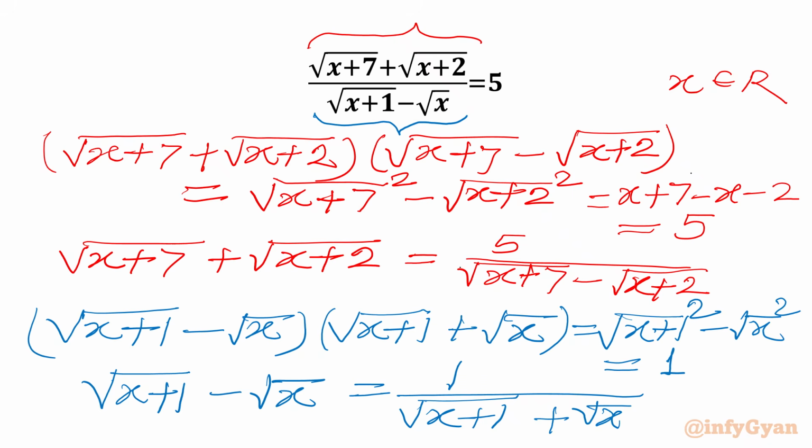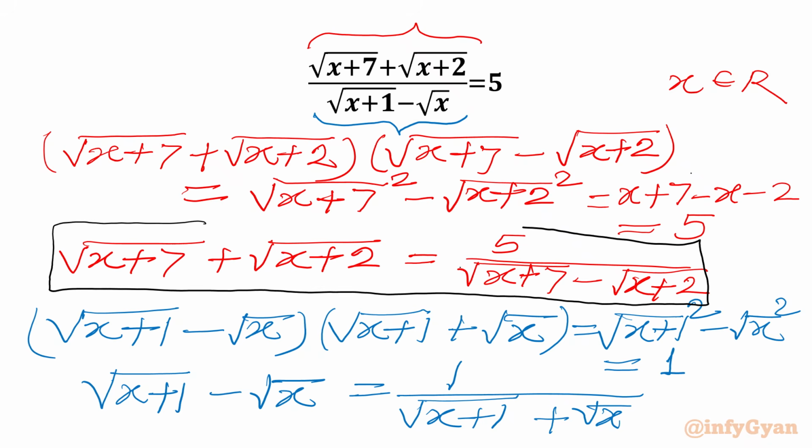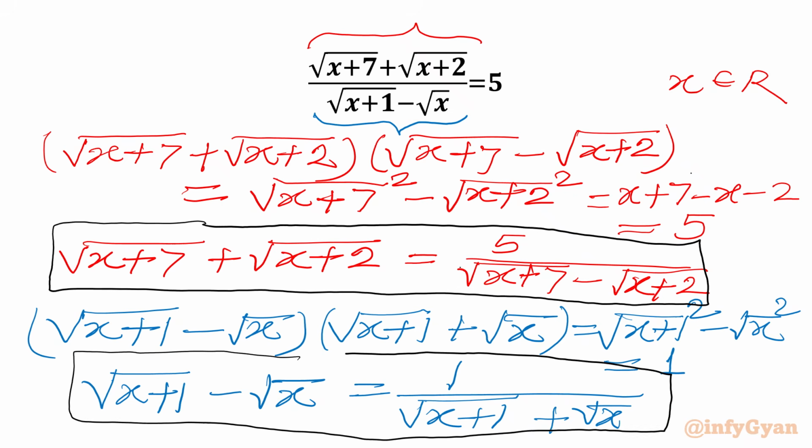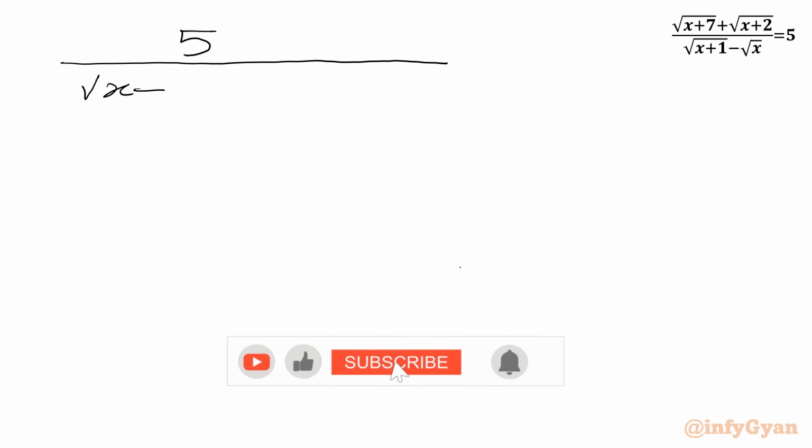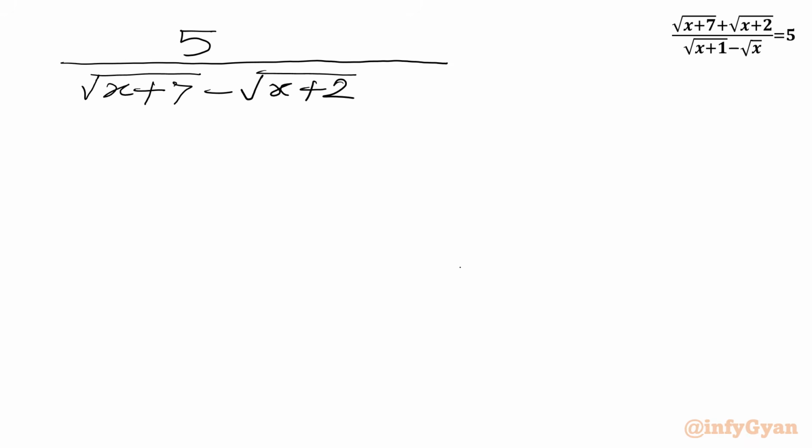Now I will replace the numerator by this and I will replace the denominator by this. So we will write the equation: 5 over √(x+7) − √(x+2). This is the numerator. Now the denominator is 1 over √(x+1) + √x. So the reciprocal, we will write in the numerator √(x+1) + √x.